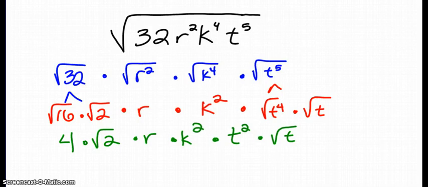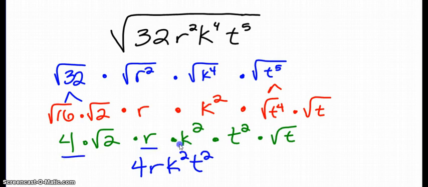Now we're going to put it all together. The numbers that are not radicals, 4, r, k squared, t squared, I'm going to set outside. 4, r, k squared, t squared. And then the radicals all go underneath the root, 2t. And we are now done.